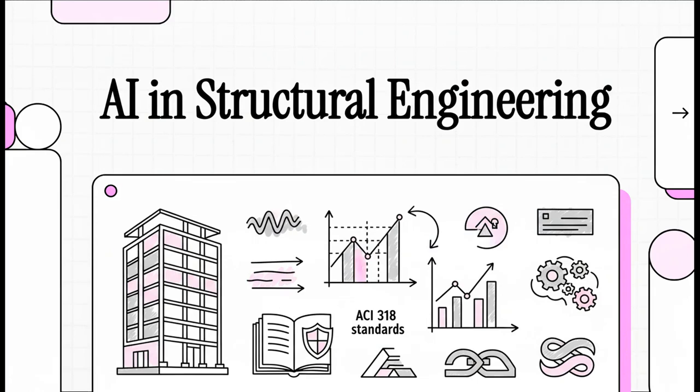All right, let's jump right in. We're going to do a deep dive today on a topic that's frankly critical for any engineer looking at AI. And that is, how do you actually train a machine learning model for structural design that you can trust? We're going to walk through the exact protocol, step by step, for creating a model that gets design requirements right based on ACI 318 standards.